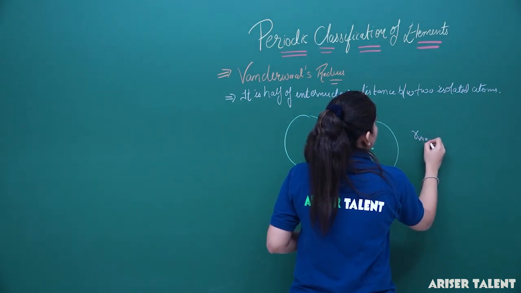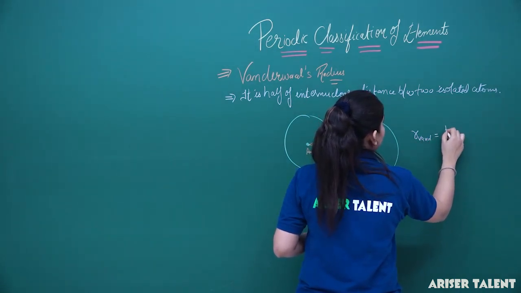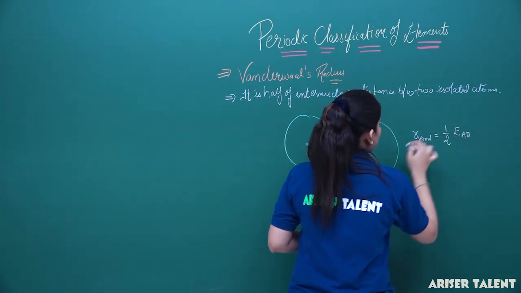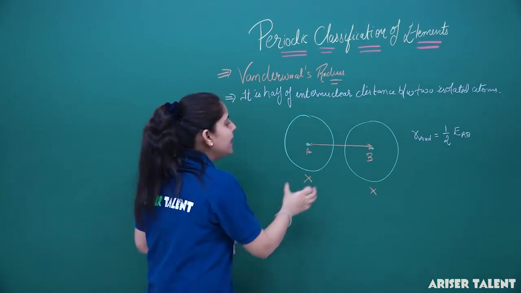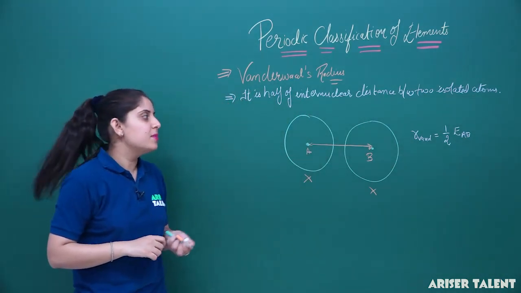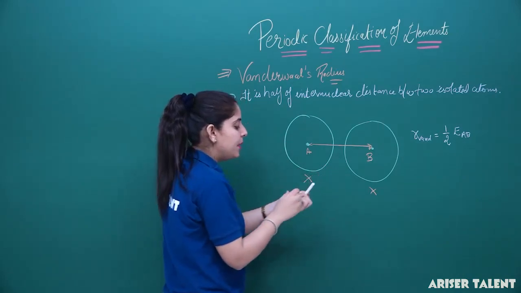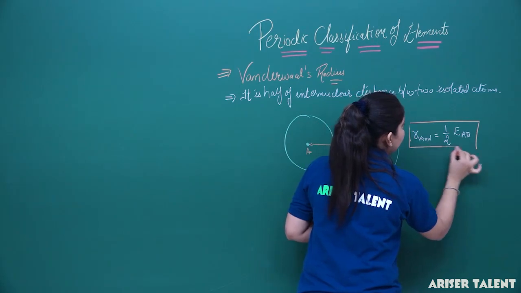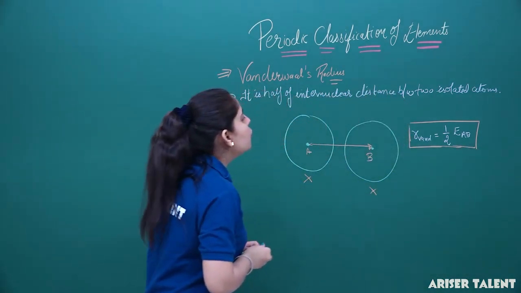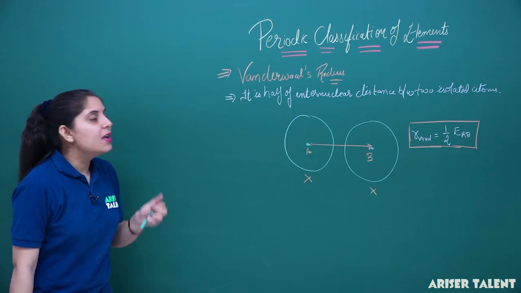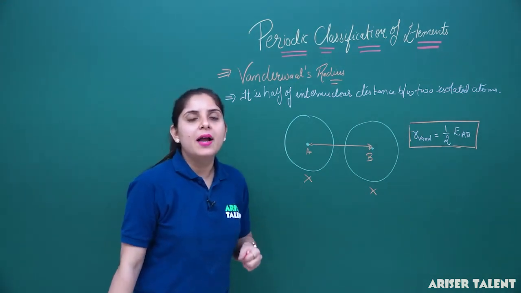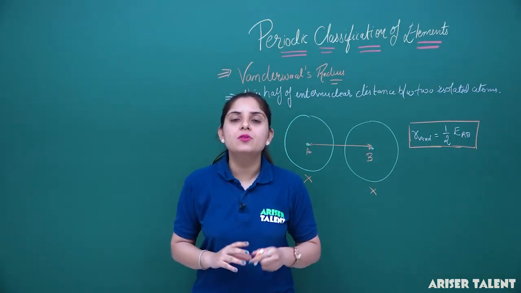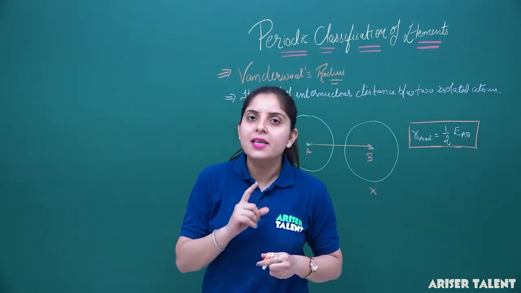So we can say that the van der Waals radius is given by half of AB. AB is the internuclear distance between two such atoms, and you can see that these are two separately isolated atoms. So this is one form of the van der Waals radius we can consider. Now let us move to another definition. The van der Waals radius is defined as half of the internuclear distance between two adjacent atoms of the neighboring molecule in the same element.